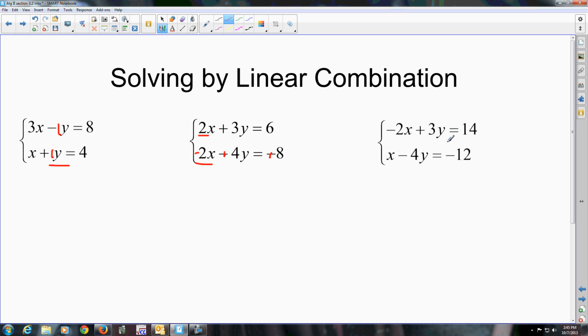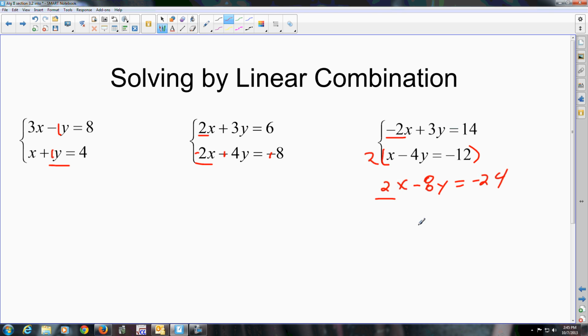So here, what would be easy is if I multiplied all the bottom by 2. 2x minus 8y is equal to negative 24. Now when I combine it with the top one, the x's disappear because the coefficient on the x is opposite in sign and the same number. So minus 2x and 2x is nothing, and there's no x's left.